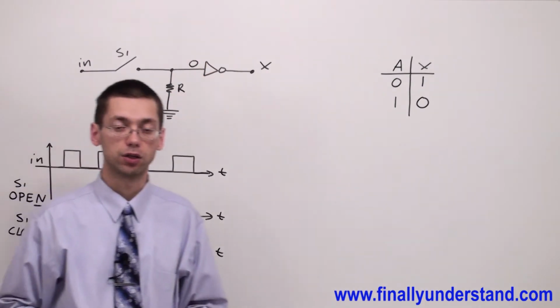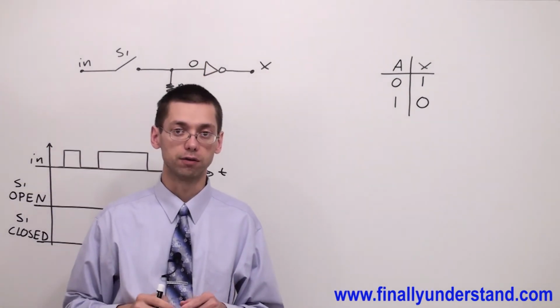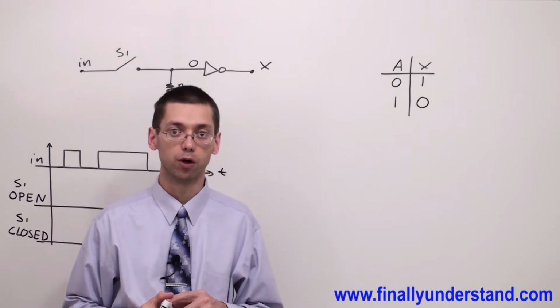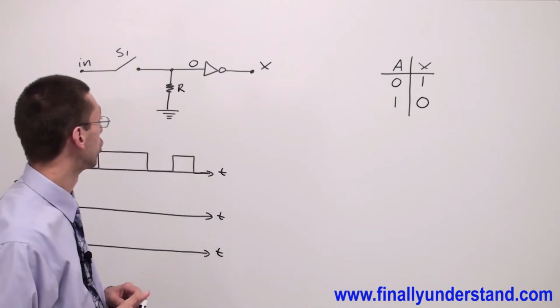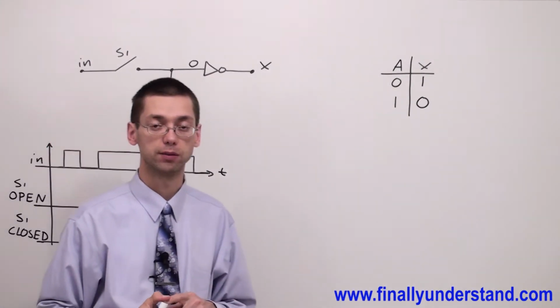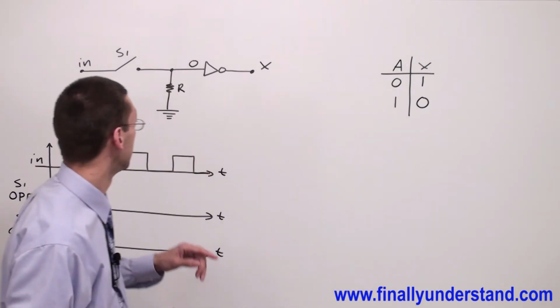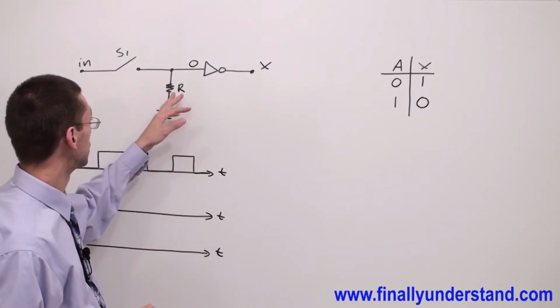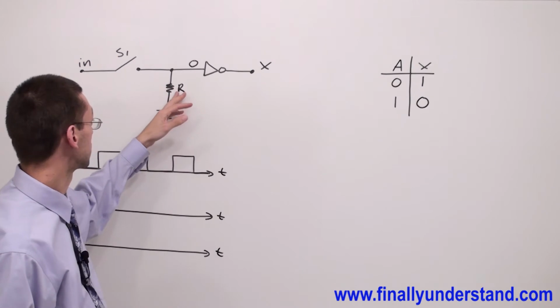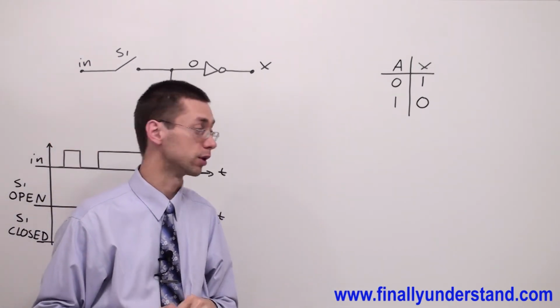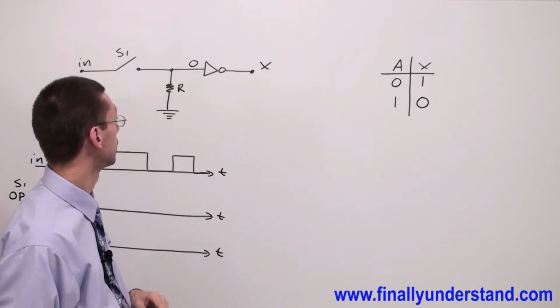Keep in mind that you cannot leave the inputs of gates open, right? So you have to connect them somewhere. You're supposed to connect them to VCC or to ground by pull-up resistors or pull-down resistors. Like in this case, we have a pull-down resistor. Anytime we have a resistor connected to the input and ground, it is called a pull-down resistor.